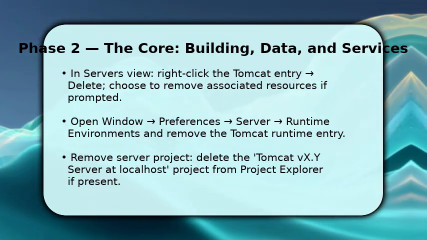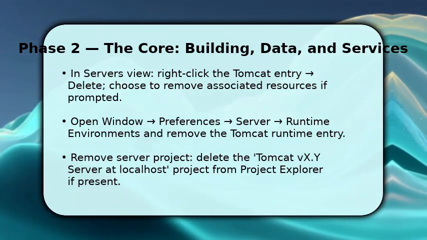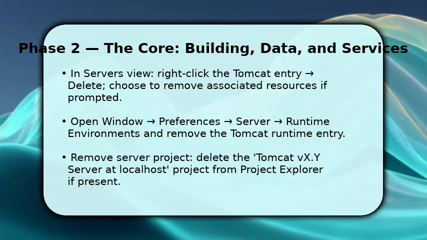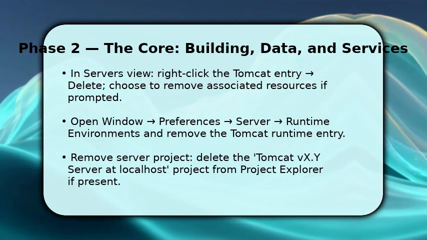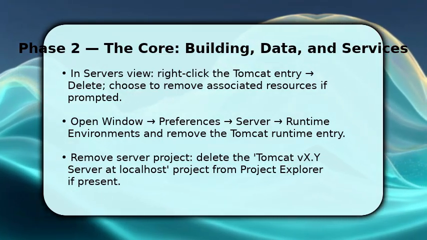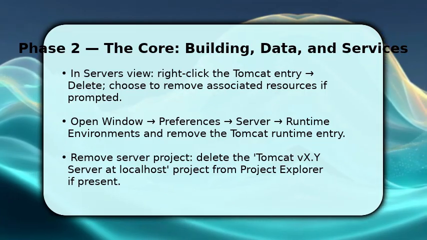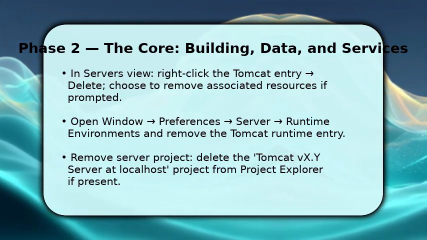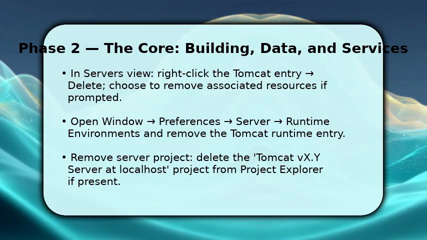Next, go to Preferences, right arrow Server, right arrow Runtime Environments, and delete the Tomcat runtime so Eclipse stops offering that runtime for new projects. Also check Project Explorer for the auto-created server project named like Tomcat VX.Y server at localhost and delete it.